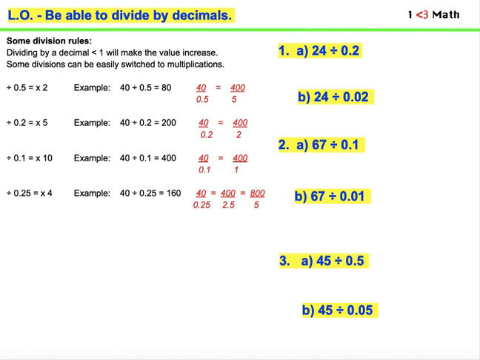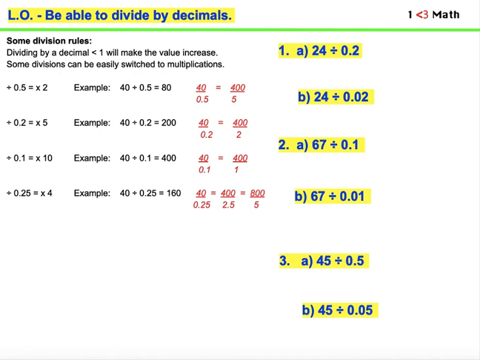Dividing by 0.2 is the same as timesing by 5. Dividing by 0.1 is the same as timesing by 10. And dividing by 0.25 is the same as timesing by 4. Now there are other dividing by decimals that can easily be switched to multiplications. You'll see some in the yellow questions. But now I would like you to have a go at the yellow questions, and then you can pause the video and hear my solutions.